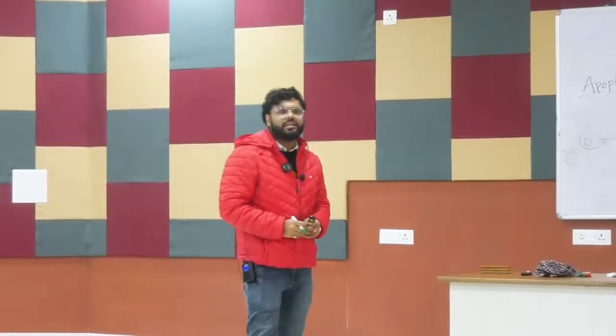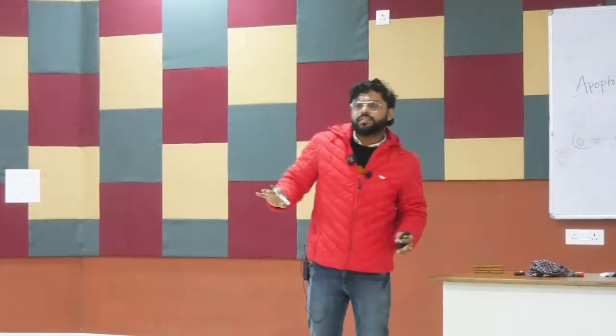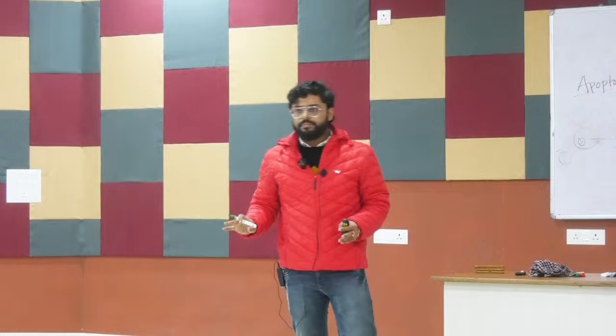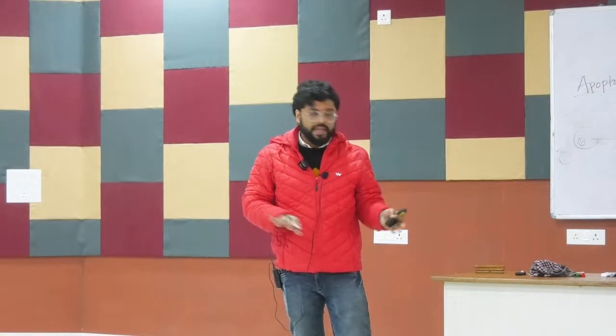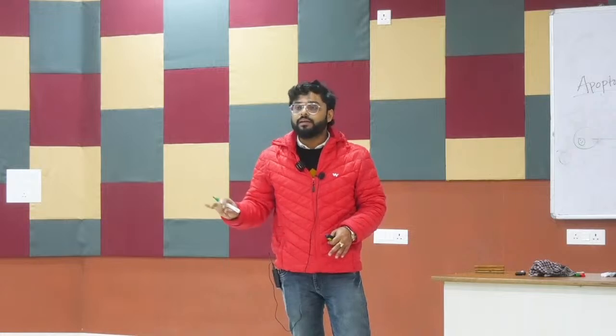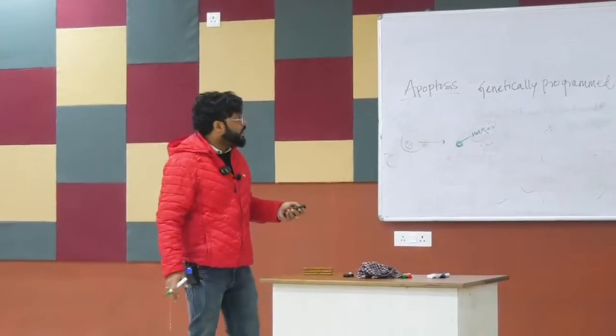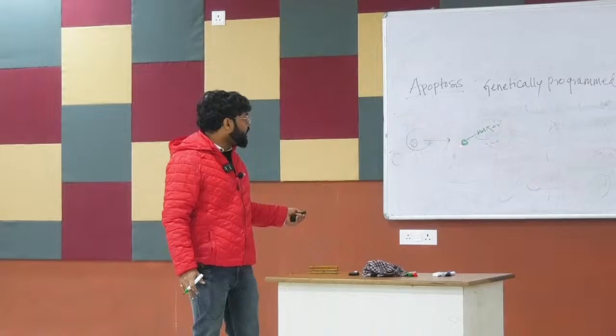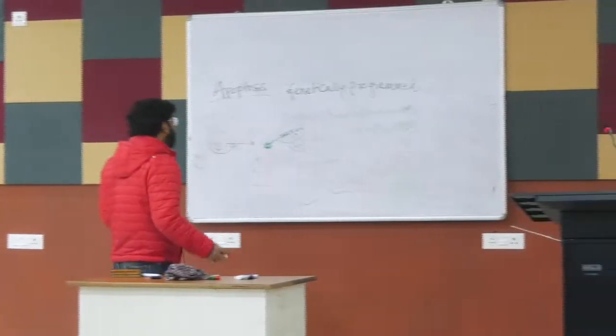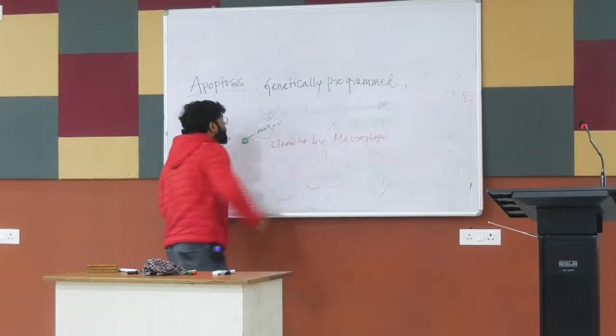I said in the first class that if any cell dies anywhere in the body, the cell will be cleared up. The dead cell, dead tissue, or anything which is dead or dying has no utility. They will be cleared up by macrophages. Like everything, here also the degraded apoptotic bodies have some marker and they are cleared up. So you have to remember this marker.